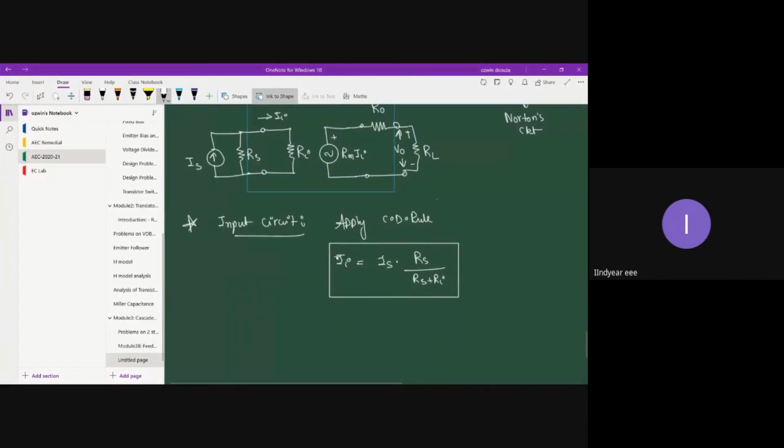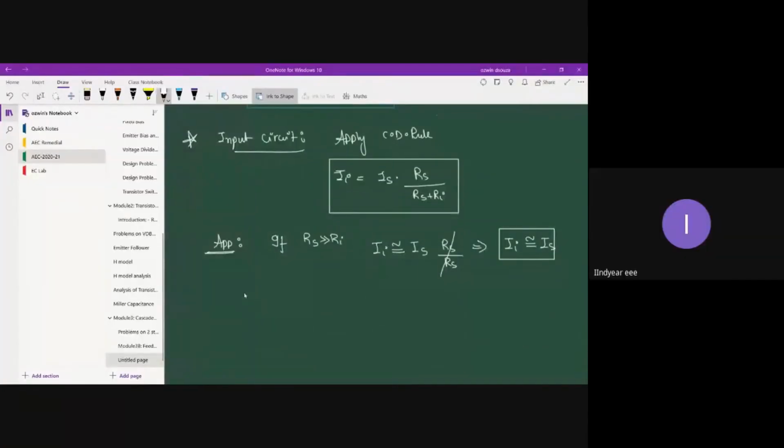And for the approximation, if your source resistance Rs is very large in comparison with Ri, then the input current Ii will be very close to the source current, because Rs and Rs get cancelled out. Hence you will have Ii very close to Is. So that's your approximated expression for the input current.